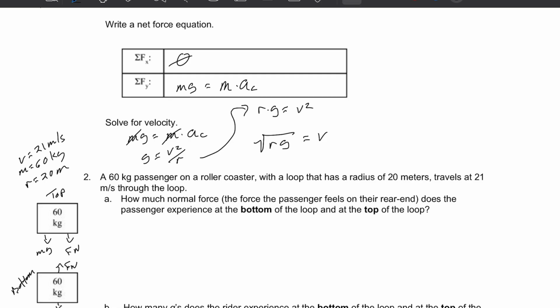Just exchange force tension for force normal. At the top, they're both going down. At the bottom, normal is up and gravity's down. Of course, normal will be more than gravity at the bottom, so that way the net force is still towards the center. I'm just separating these out for top and bottom.